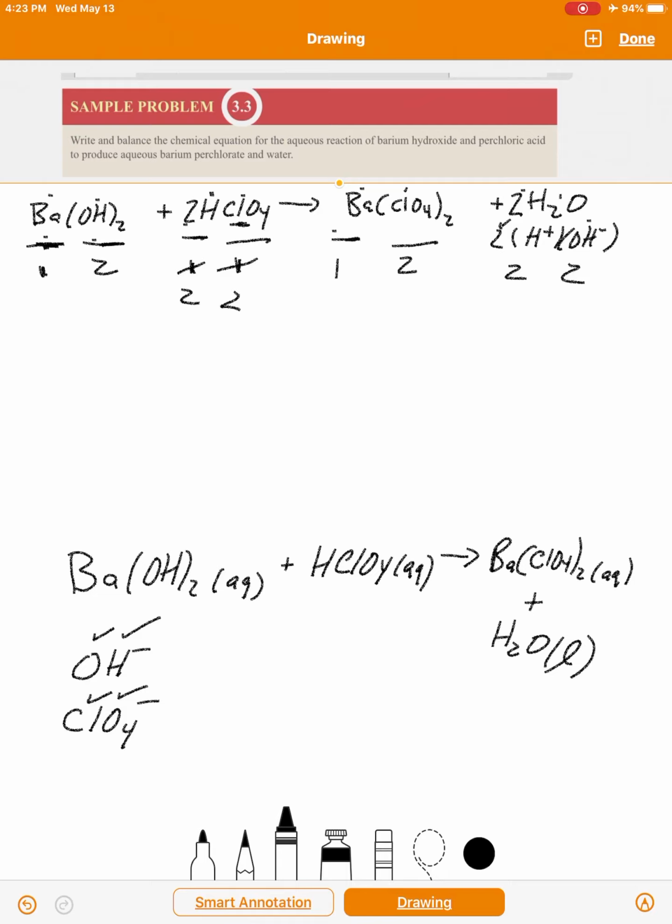You can also do it separately by each element. You could balance the barium first, and then I would recommend doing chlorine next, because chlorine appears only in one reactant and one product. And then you could do hydrogen and oxygen. So if you were going to do this by element, I would recommend doing the metal first, the barium, then the chlorine, then the hydrogen, and then the oxygen, and you'll get the same answer. Okay.